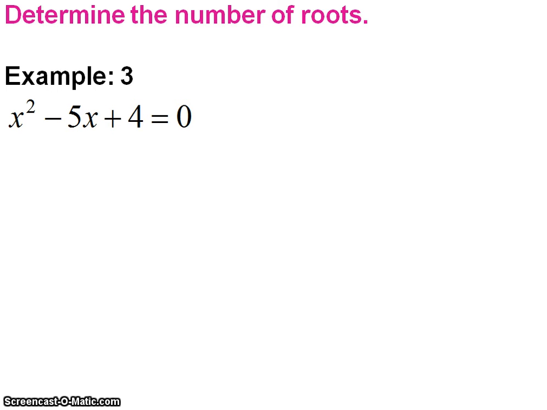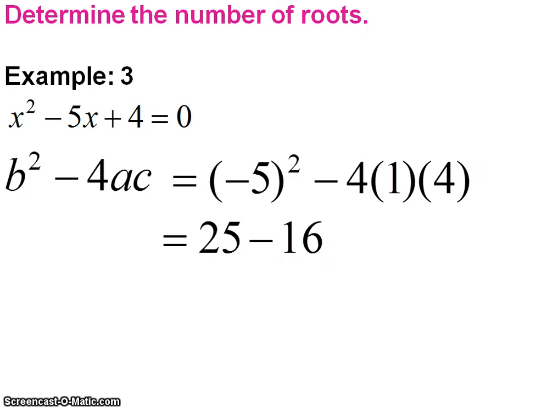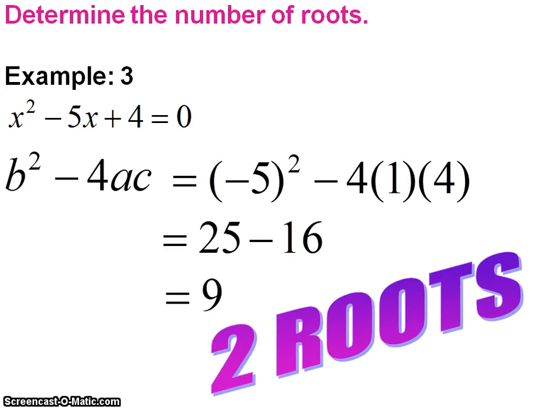In my last example, a is 1, b is negative 5, c is 4. I plug that into the discriminant. I calculate it. I get a value of positive 9, which tells me I have 2 roots. Now I have a positive value, which also happens to be a perfect square, which tells me that I could have solved this quadratic equation by factoring.